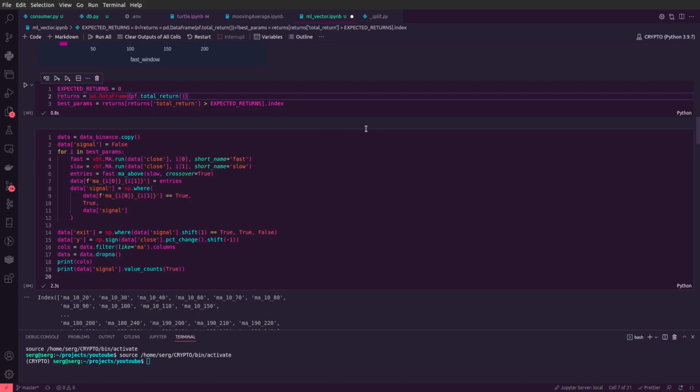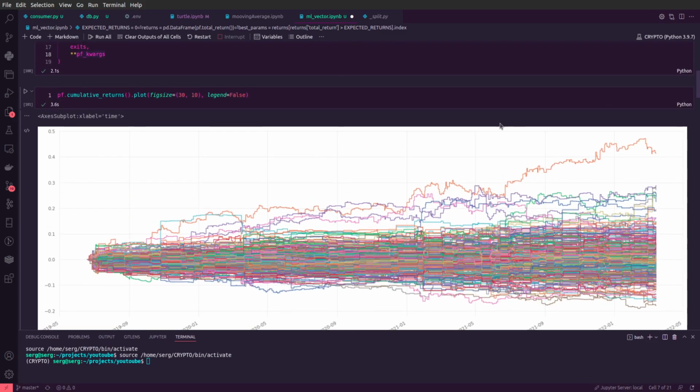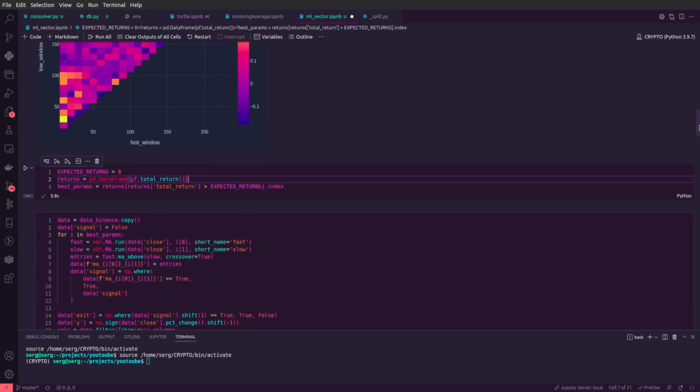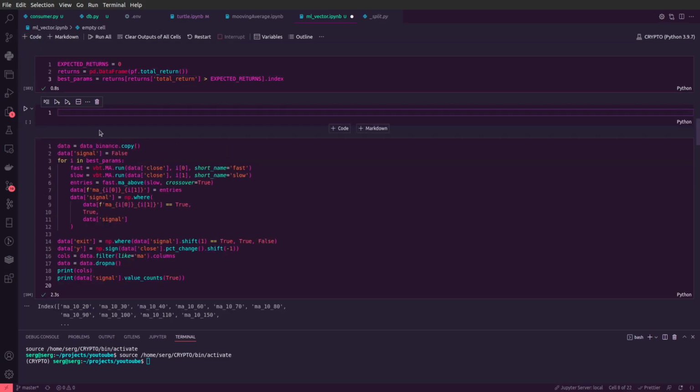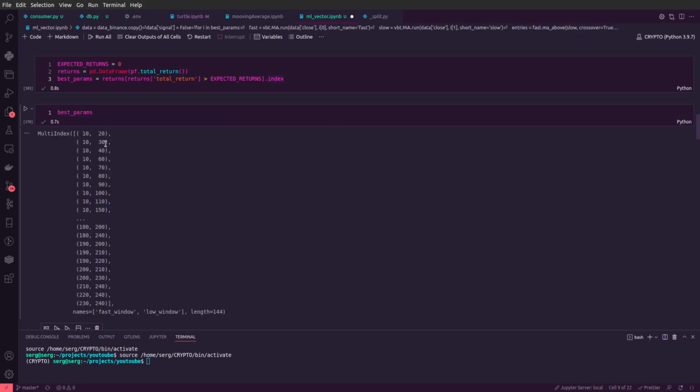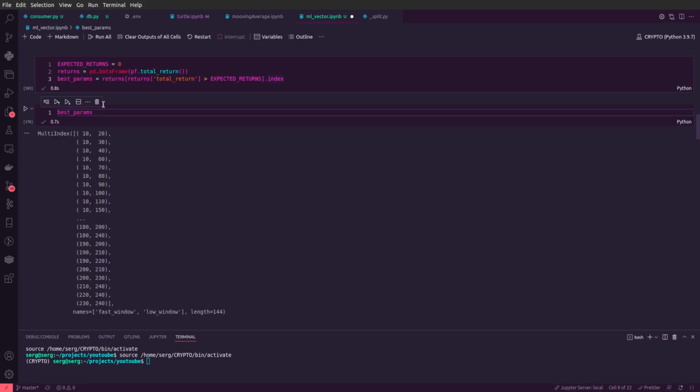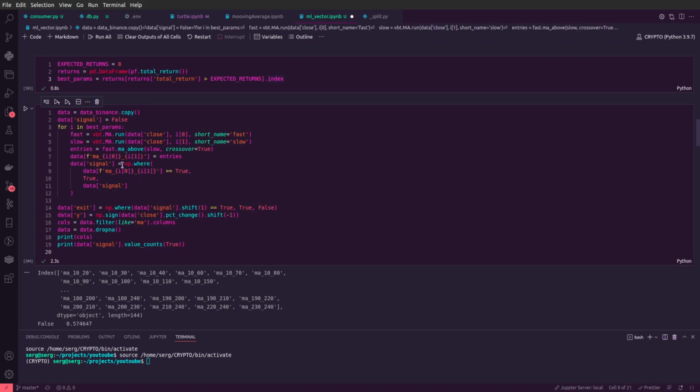And we need to find all backtests where the expected returns would be more than 0. It means we should split these charts and take only those parameters where we have positive returns, and we should test them. When we did it, we created these best parameters and the returns index of these parameters. Let's look at what happens. For example, best parameters means all parameters with positive returns. Okay, it's clear.